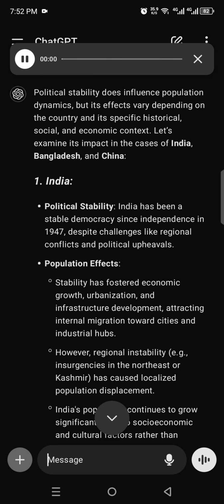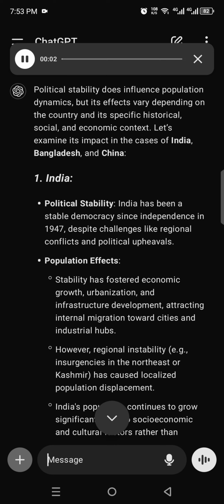Political stability does influence population dynamics, but its effects vary depending on the country and its specific historical, social, and economic context. Let's examine its impact in the cases of India, Bangladesh, and China. 1. India. Political stability. India has been a stable democracy since independence in 1947, despite challenges like regional conflicts and political upheavals.